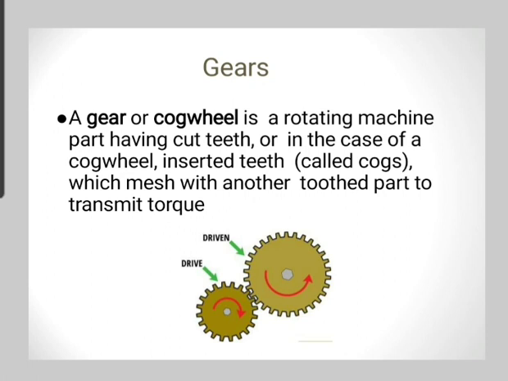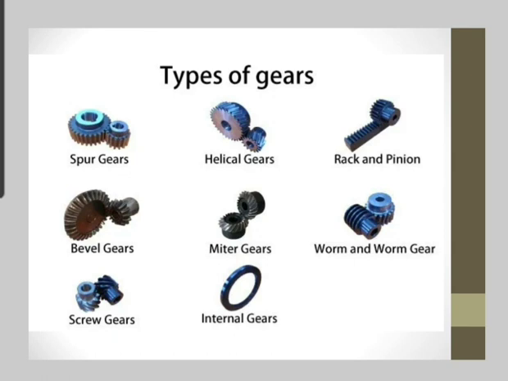The rotational speed and the torque of two meshed gears differ in proportion to their diameters, and the teeth on the two gears all have the same shape. There are some types of gears shown in this slide: a spur gear, helical gear, rack and pinion, screw gear, internal gears.